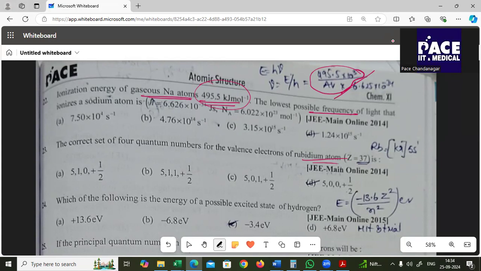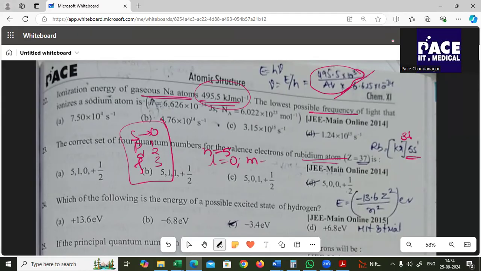Rubidium comes after krypton, and krypton is 36. After 36, it goes to 5s1, right? So your n value is 5 here, right? If n is equal to 5, s, p, d, f are 0, 1, 2, 3. Please do remember this. S is 0. So n is equal to 5, L is equal to 0.